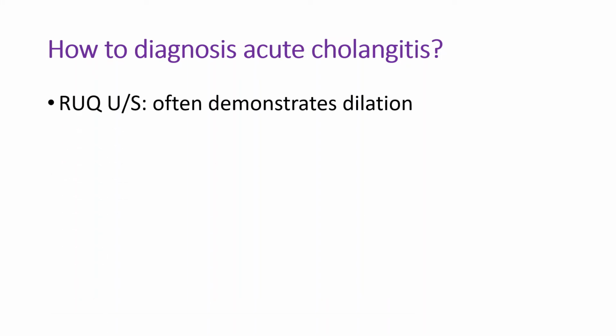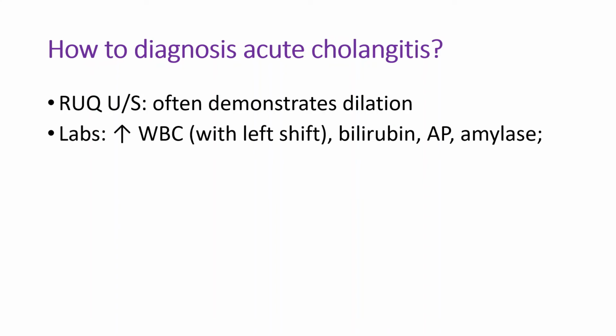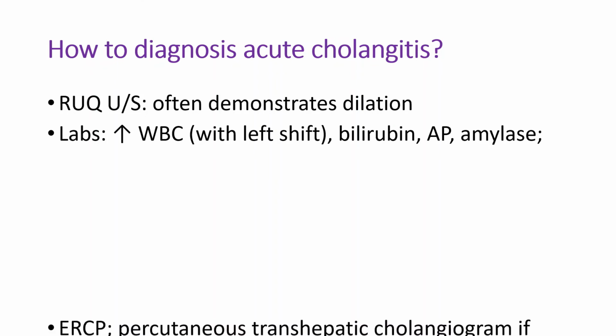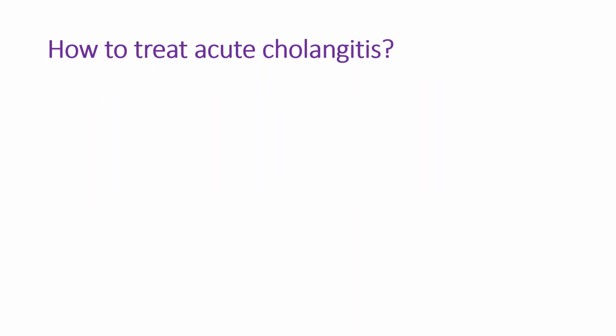So how do we diagnose acute cholangitis in addition to the signs and symptoms? What are the investigations? Right upper quadrant ultrasound often demonstrates dilation proximal to the obstruction. There will be increased white blood cell count with left shift, and increased bilirubin, alkaline phosphatase, and amylase, and ERCP or percutaneous transhepatic cholangiogram. ERCP is not only diagnostic, we can also do a decompressive procedure, which is also part of treatment.